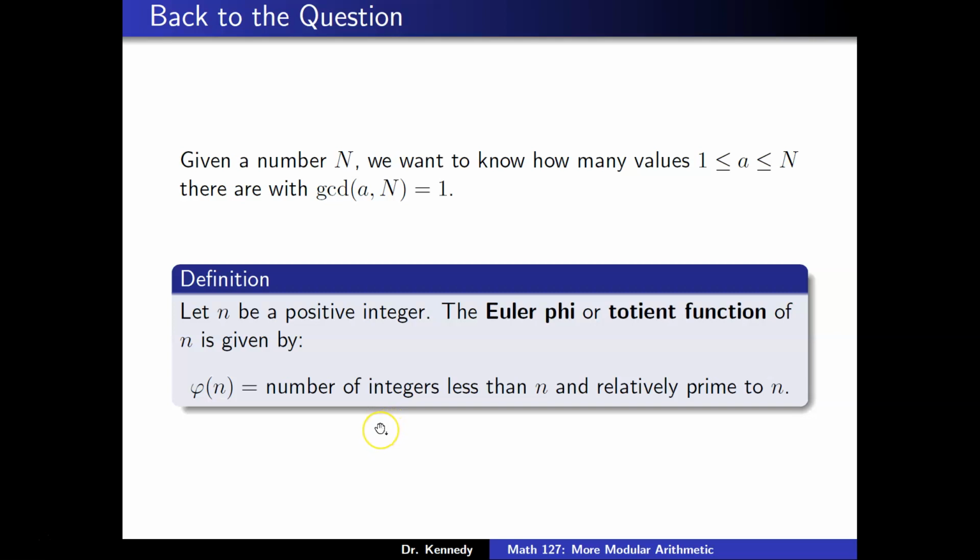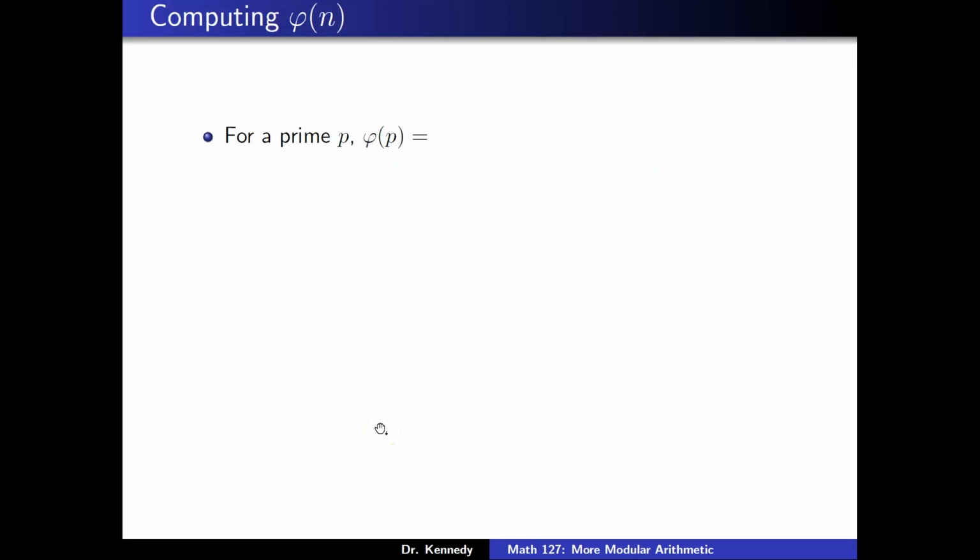Now, what this means, we've already seen one example. We've looked at primes p, and as I said, anything that's strictly less than p is going to be relatively prime to p. So that means of the numbers between 1 and p, p minus 1 of them will be relatively prime. Okay, that tells us what the Euler phi of a prime number is for any prime number.